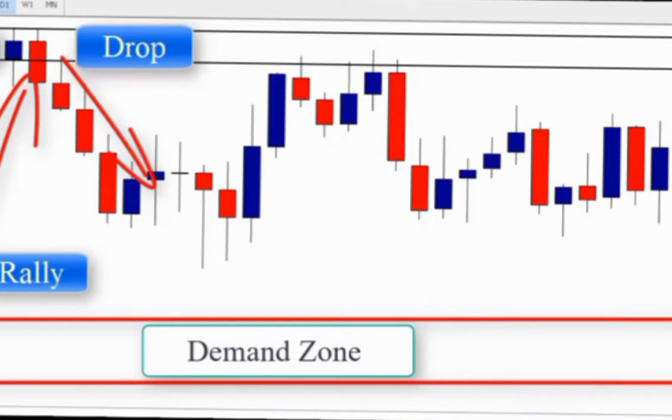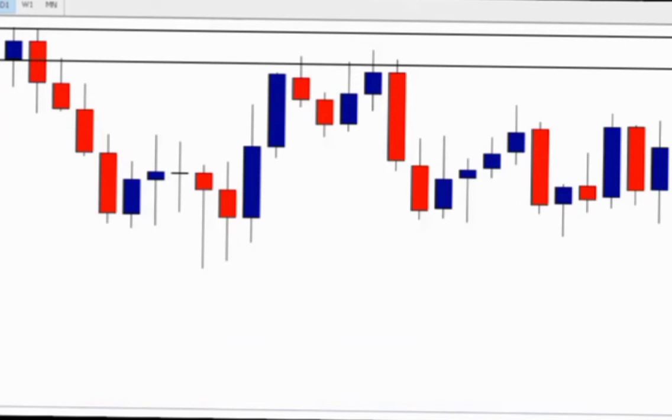You know, if you check out your charts, you will find a lot of examples of rally-base-drop supply zones, or drop-base-rally demand zones, or rally-base-rally or drop-base-drop zones. I highly recommend you open your charts and try to find these patterns, because this exercise will help you better train your eyes on identifying these patterns more easily.